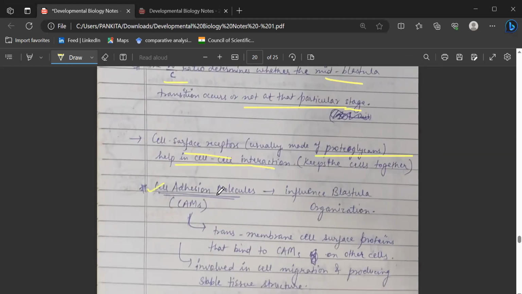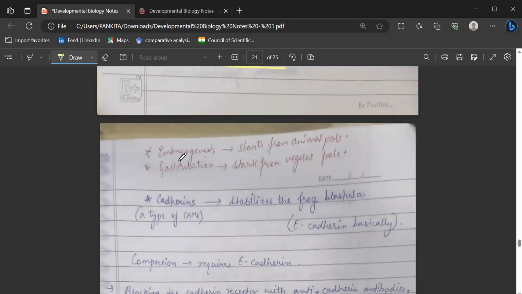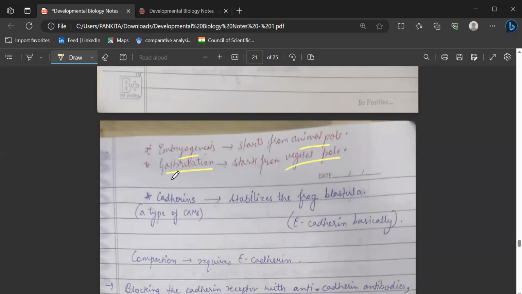CAMs are the cell adhesion molecules. They influence the blastula formation. CAMs, cell adhesion molecules, are transmembrane cell surface proteins that bind to CAMs on the other cells. They are involved in cell migration and producing stable tissue structure. Embryogenesis starts from the animal pole and gastrulation starts from the vegetal pole.